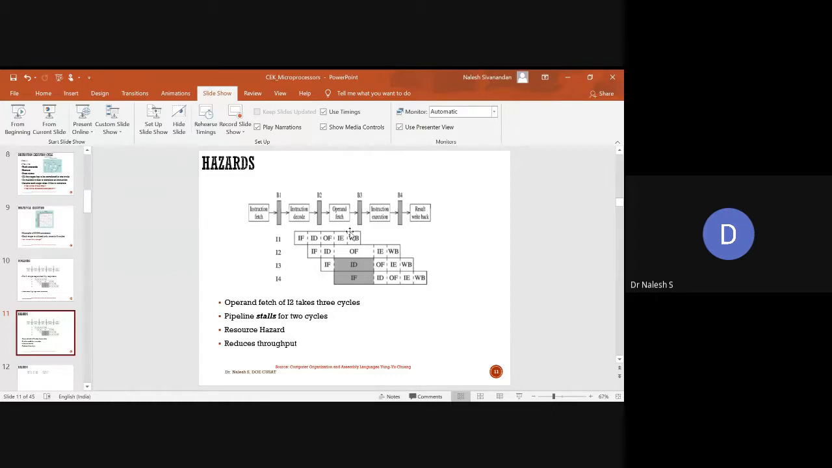Another reason for this type of hazard is, for example, let's say you have a multiplication operation. An instruction which has to do multiplication is generally slower than addition or other logic operations. It might take multiple cycles to complete multiplication, or maybe if division is supported, it might take multiple cycles. So unless the division is completed, maybe the following instructions cannot go. This type of hazard is known as resource hazard. So you are having an obstruction in the pipeline.